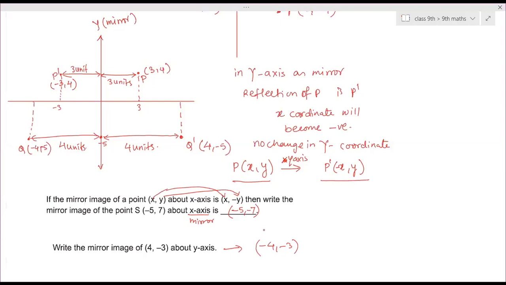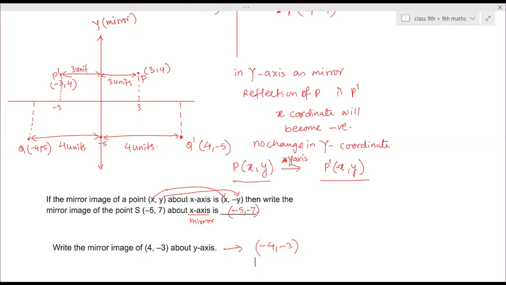Is it clear? Yes, ma'am. This is all about this chapter. Okay? So, any doubts you still have in this chapter? Yes, this chapter is over.